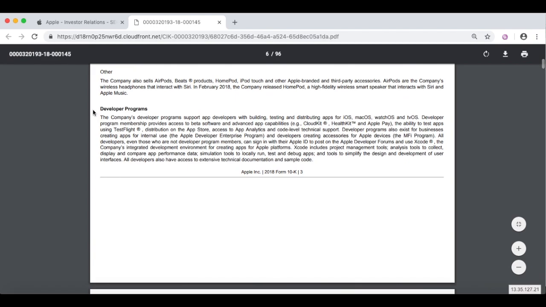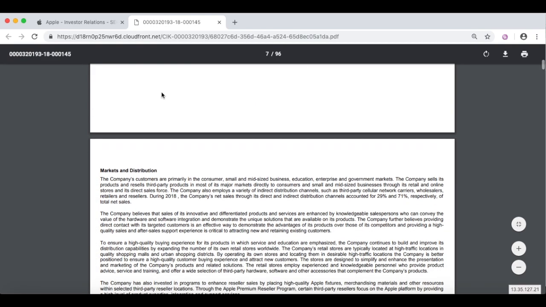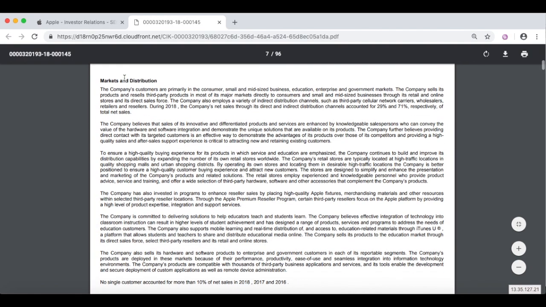Then we go into the developer programs, which certainly support all the products that I just went over. Markets and distribution. Again, we're relatively aware of this. This isn't standardized from company to company. Some companies might not even have gone to market yet, or they don't have any distribution, or they're working on it. That'd be something you definitely want to read about.